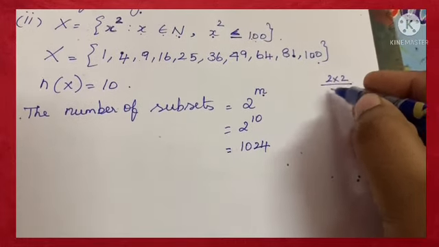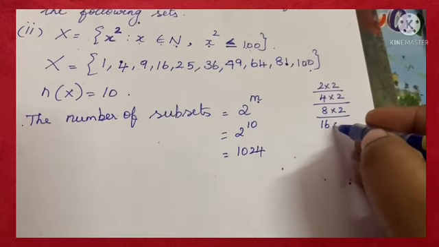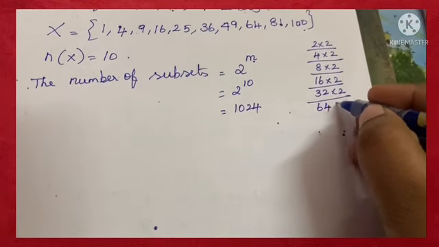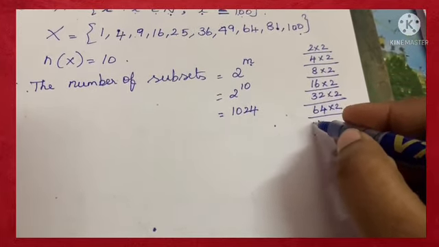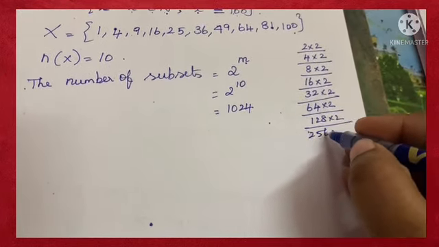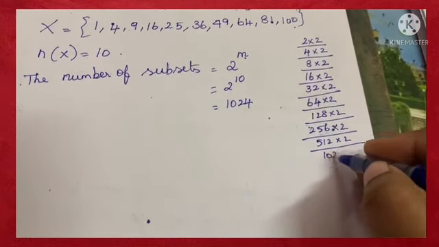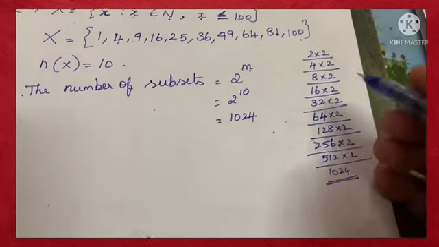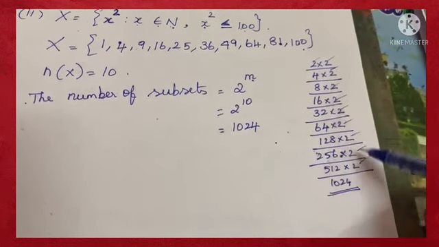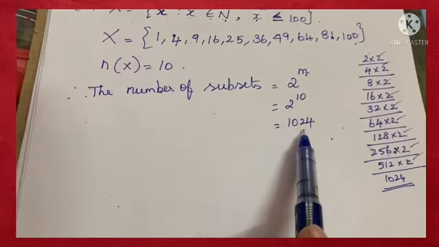2 into 2, 4. 2, 8. 2, 16. 2, 32. 2, 64. 2, 128. 2, 256. 2, 512. Into 2. Okay, how I'm saying it is 1, 2, 3, 4, 5, 6, 7, 8, 9, 10. When 10 2s are multiplied, the answer is 1024. Okay, we have got the number of subsets.